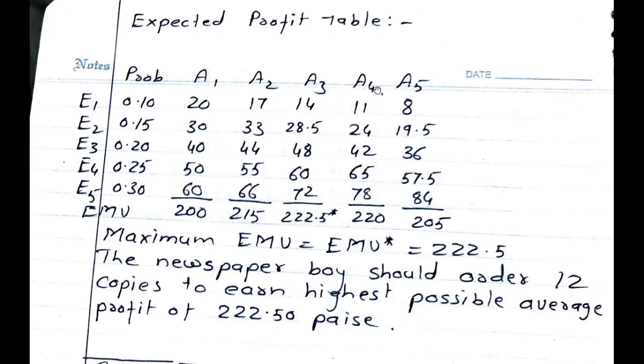Same way we can calculate for A4. The values are 11, 24, 42, 65, 78 and the total is 220. For A5, the values become 8, 19.5, 36, 57.5 and 84 and expected monetary value is 205. Now maximum EMV, that is EMV star, is given by 222.5. Therefore, the newspaper boy should order 12 copies to earn the highest possible average profit of rupees 222 and 50 paise.